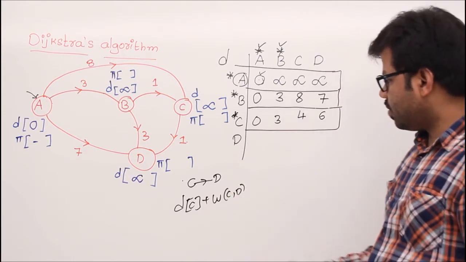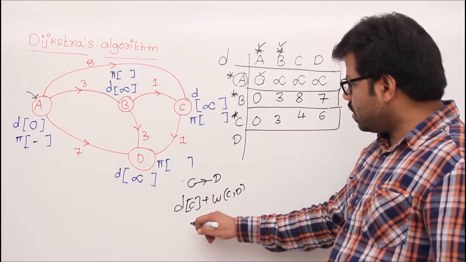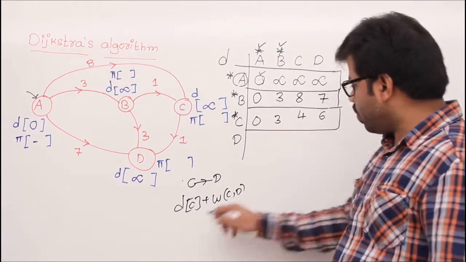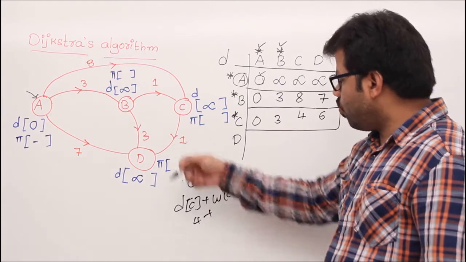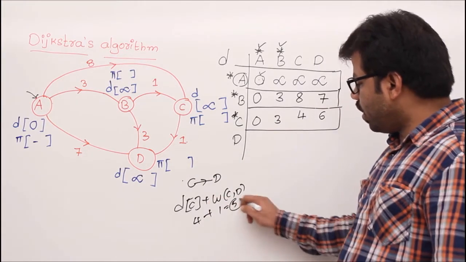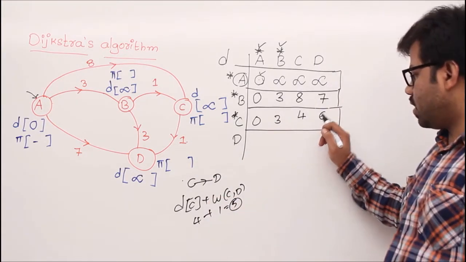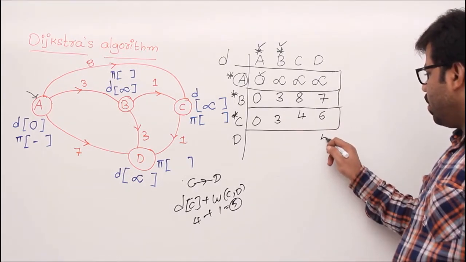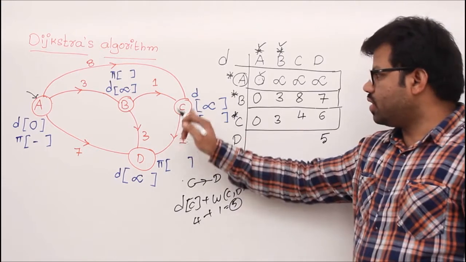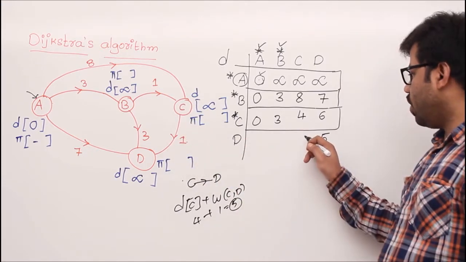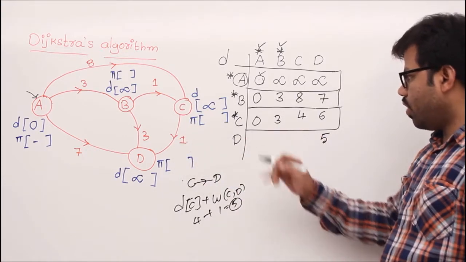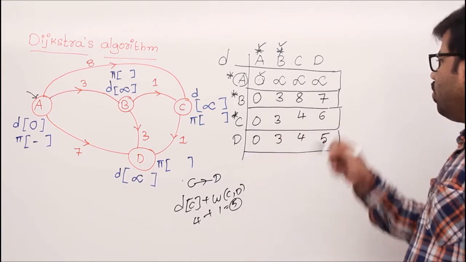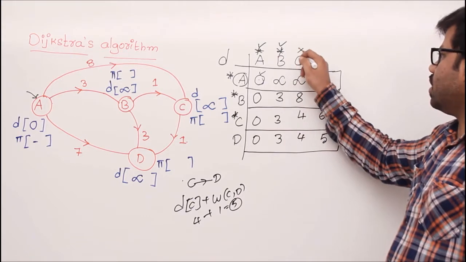If I do that, what happens? What is distance of C? Distance of C is here 4, plus weight of CD 5. So 9, and what is the old value of distance of D? 6. 9 versus 6. Which one is better? 6. That's why distance of D will not be updated. There is only one edge from C, correct? C to D. That's why only one edge will be relaxed. 0, 3, 4, 6. This is the answer. Now first A, after that B, after that C.